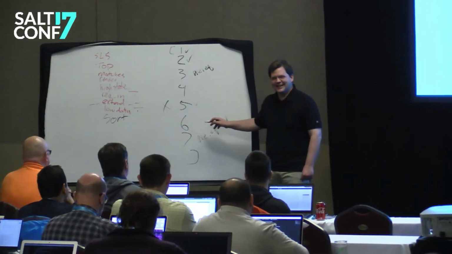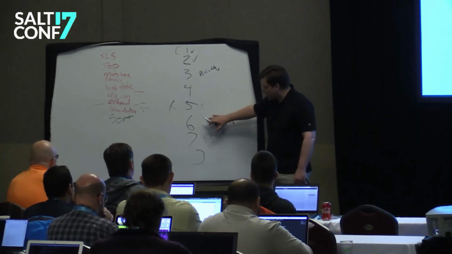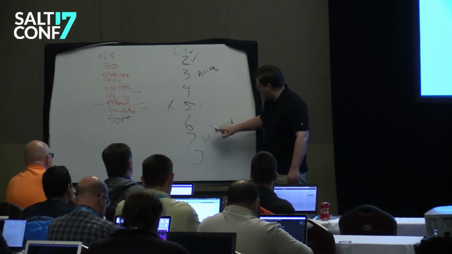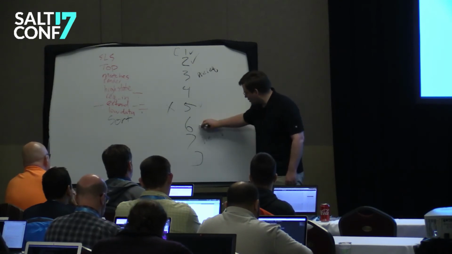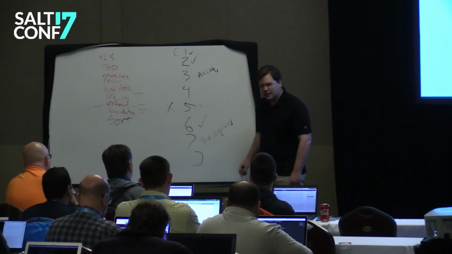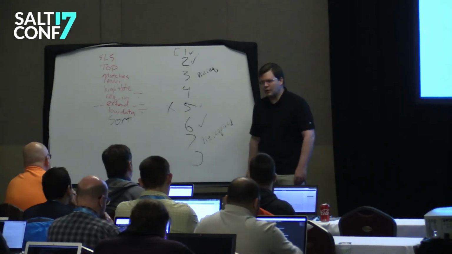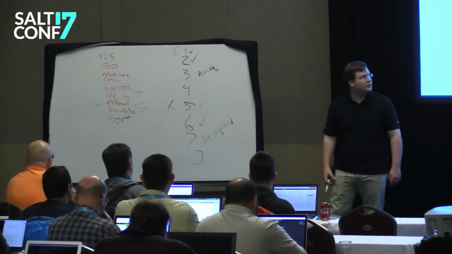Now, okay. And so 3 scans 7. 7 requires 6. 6 is run in full. And then 7 is run, and we manipulate it to run with test equals true turned on.